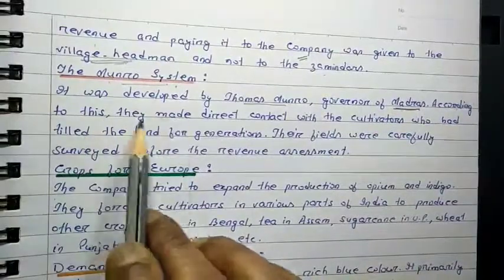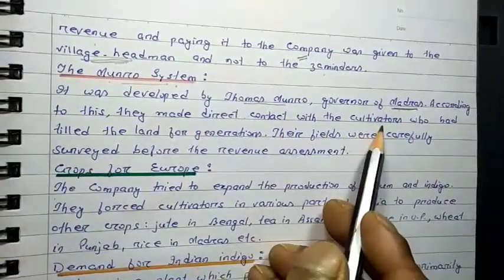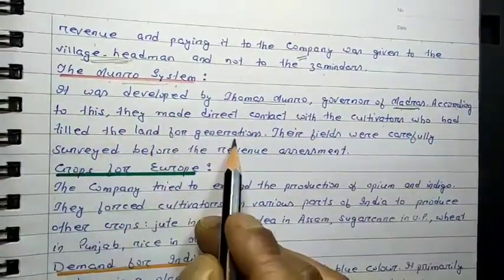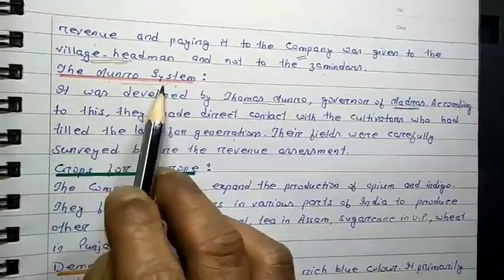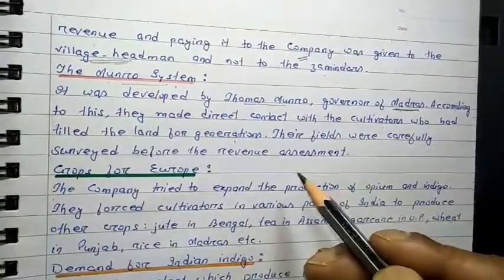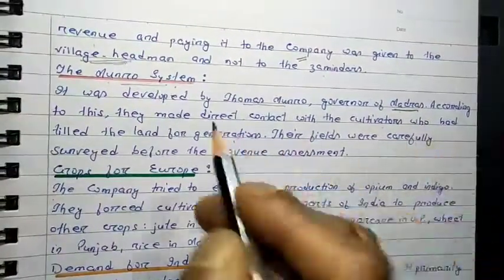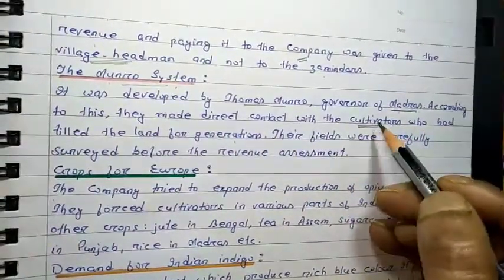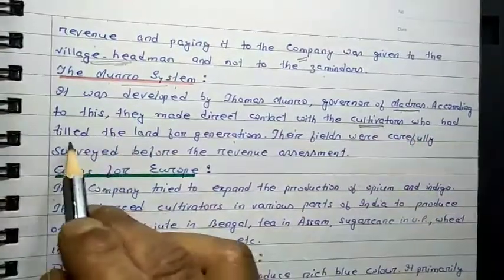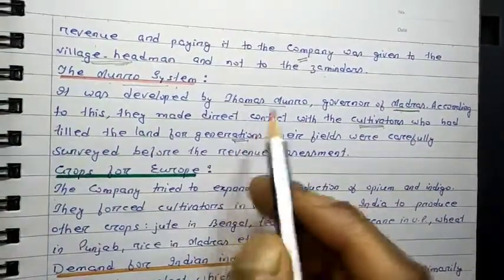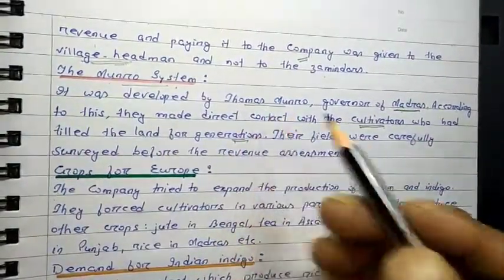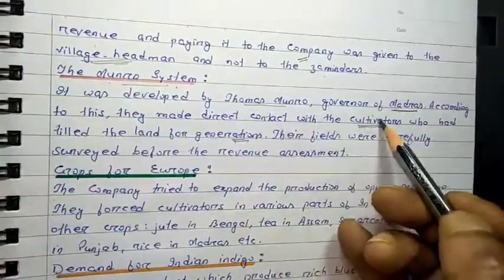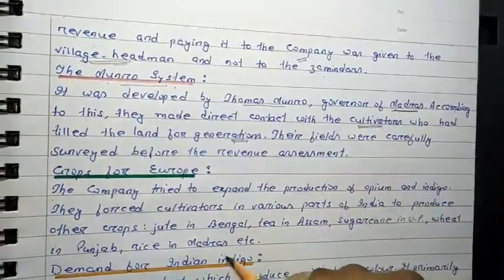According to this, they made direct contact with the cultivators who had tilled the land for generations. Under the Munro system, the East India Company made direct contact with the cultivators. The cultivators were the real owners of the land. They cultivated the land for generations, and that's why Thomas Munro felt that they should contact the cultivators directly for improving agriculture.